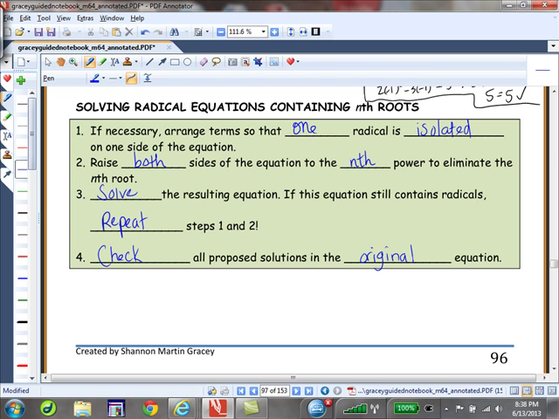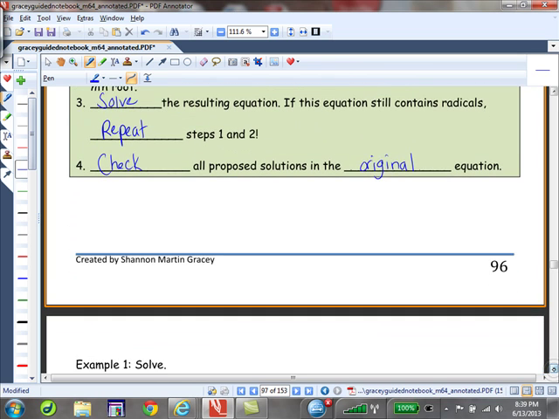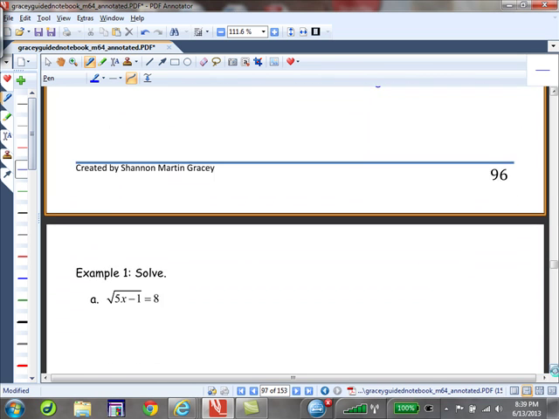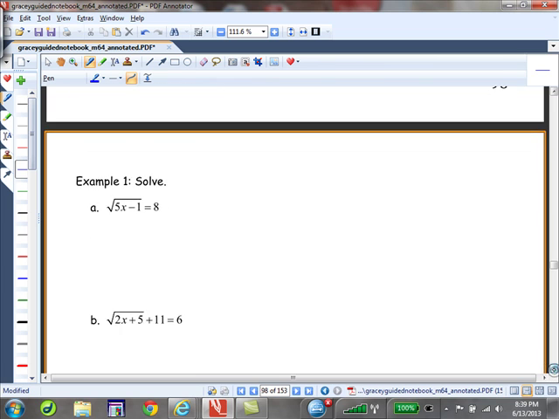Many of these problems end up with extraneous answers or solutions. So they work out algebraically, but they don't check. So it's easy to get problems like this wrong by not checking. Okay, so here we go.